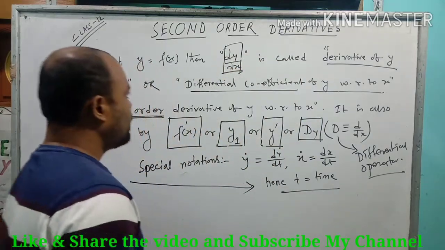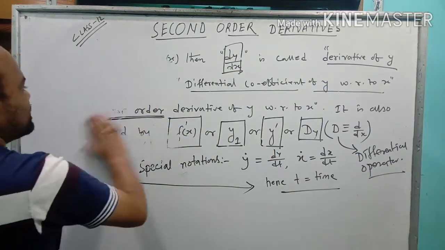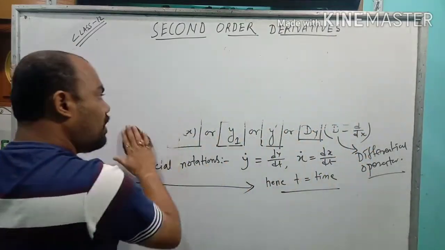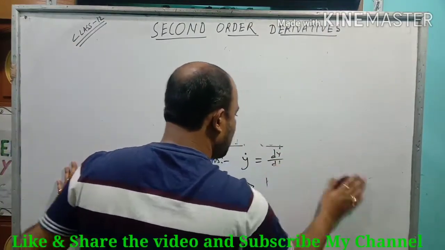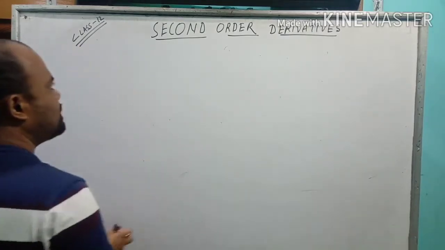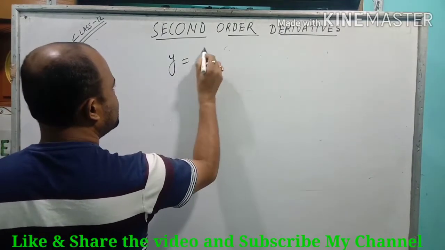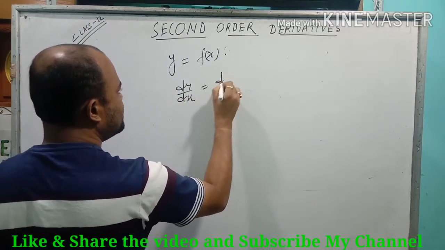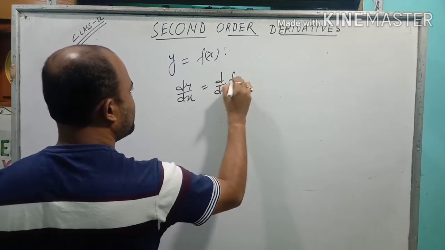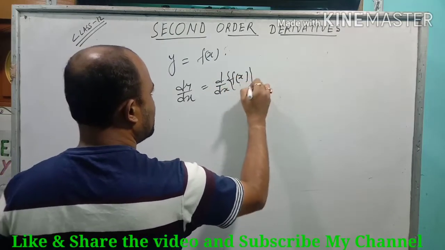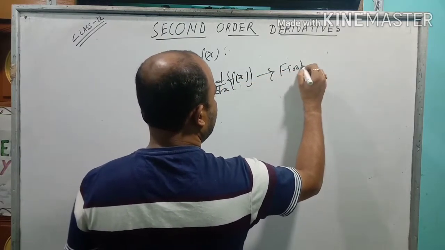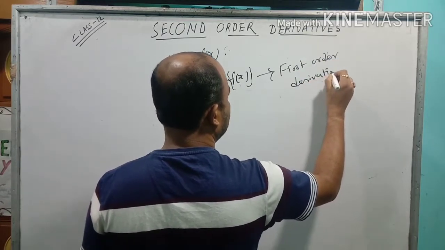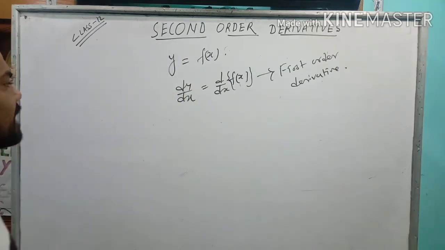That means second order derivative is nothing but derivative of derivative. Now see, what does it mean? Say y equal to f(x) is a function of x, then what is dy by dx? Dy by dx is d by dx of f(x), that is derivative of f(x). It is first order derivative. Now what is second order derivative?